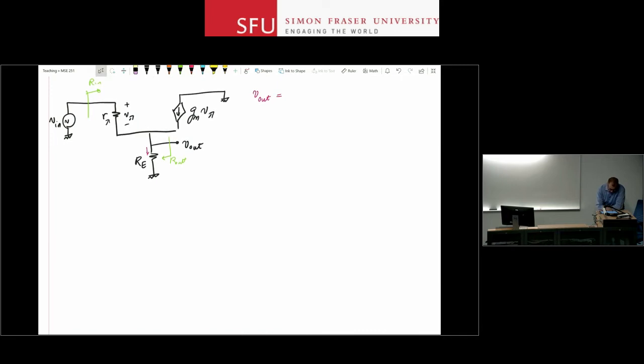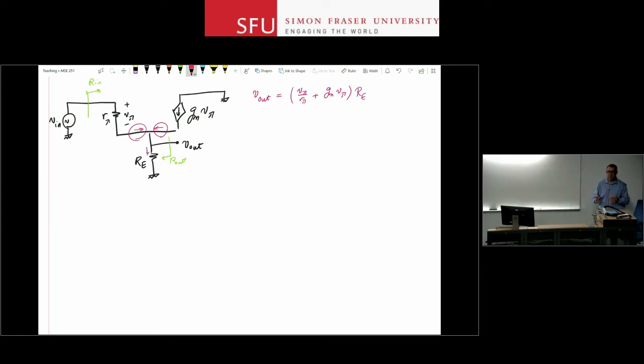V out is the current that goes through the resistor, made of these two components, the current coming from the collector and the current coming from the base. So it is V pi over R pi, that's the current coming from the base, plus GM V pi, now it's this current. They add up at the emitter node, go through the resistor, so multiply by RE, that gives me the voltage at the output. Looking at that voltage, I notice that I don't know V pi.